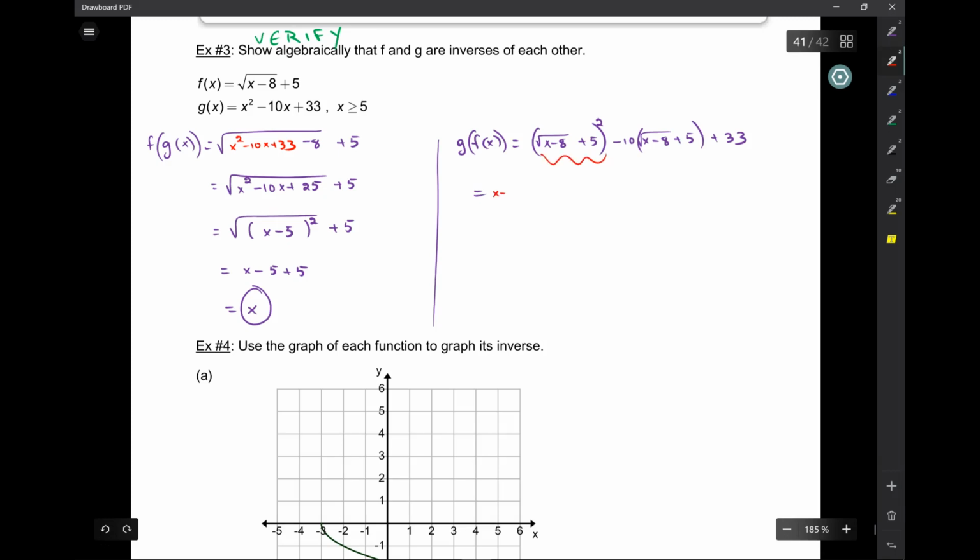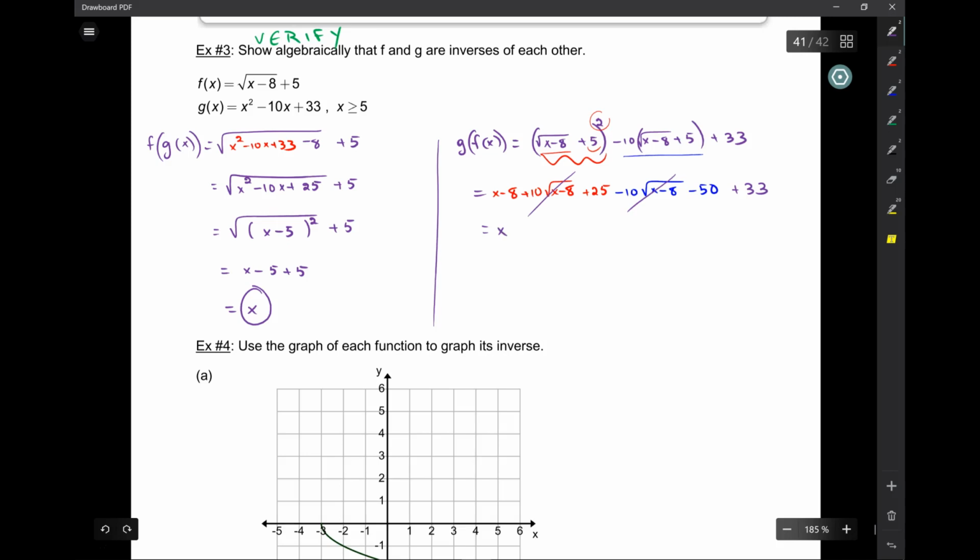I square the first term. I square the last term. In the middle, I get 2 times 5. That's 10 times the root. I'll come back to it. So basically it's a squared minus 2ab plus b squared. And then this will give me minus 10 root x minus 8 minus 50 plus 33. What happens here? Plus 10 root x minus 8 minus 10 root x minus 8 go away.